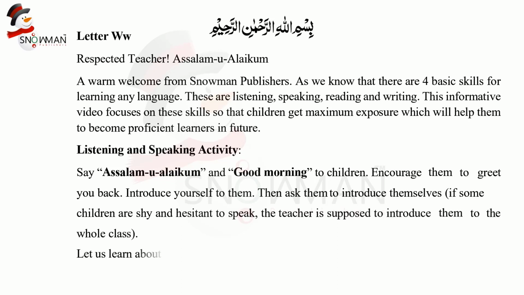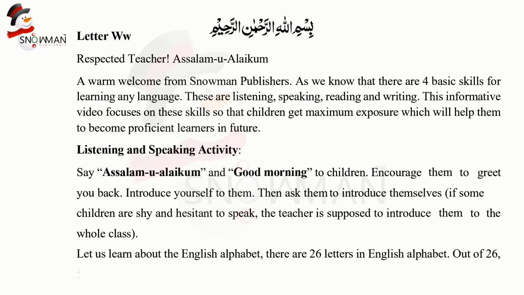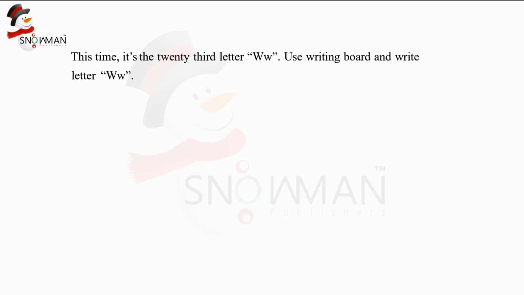Let us learn about the English alphabet. There are 26 letters in the English alphabet. Out of 26, 5 are vowels and 21 are consonants. This time, it's the 23rd letter W. Use the writing board and write letter W.